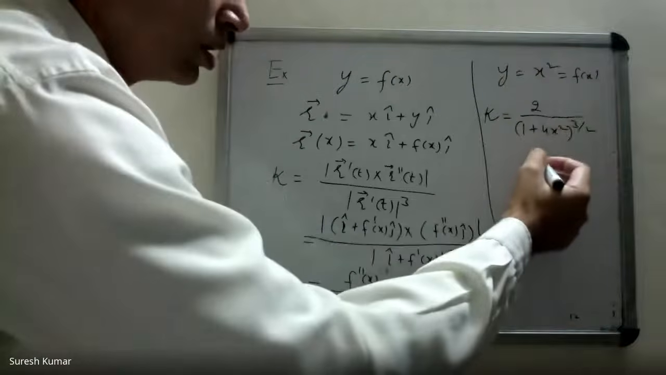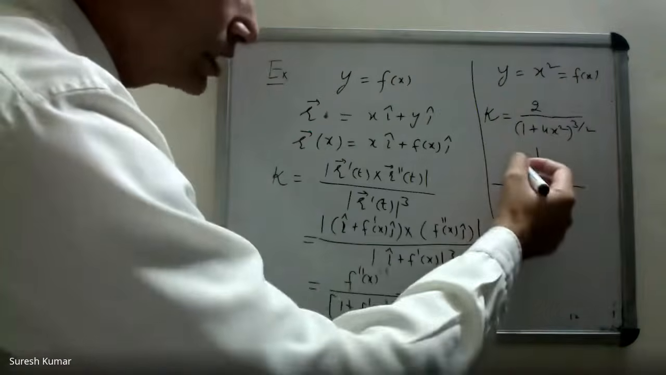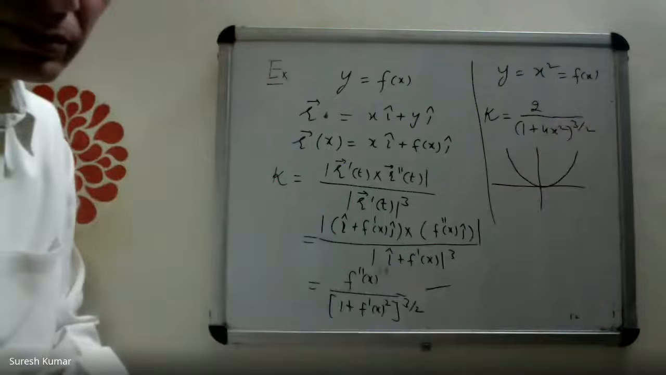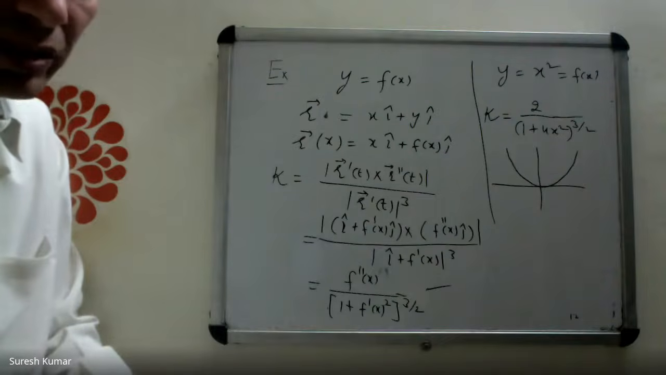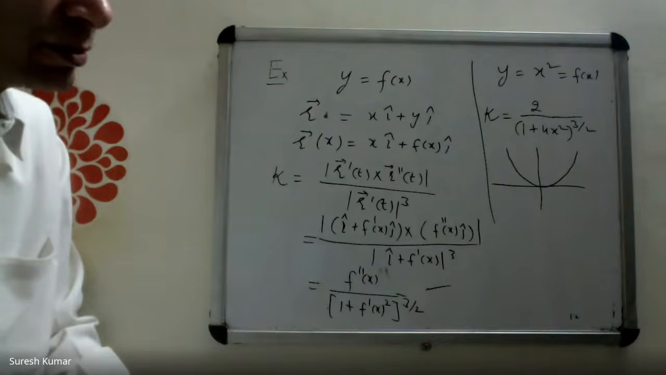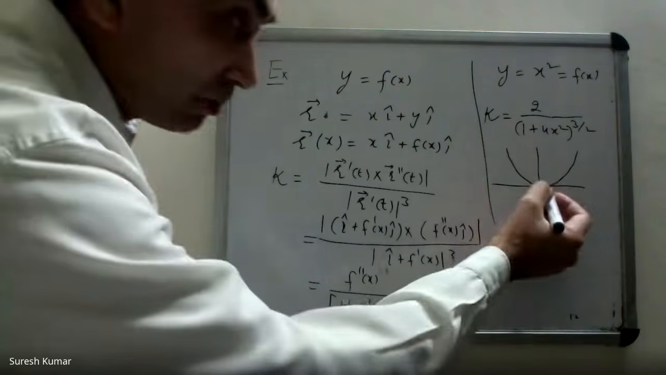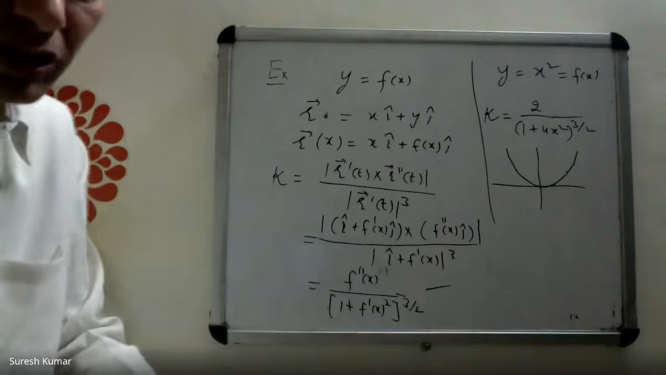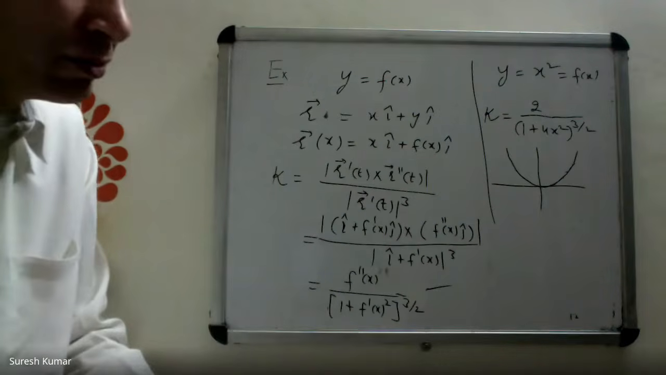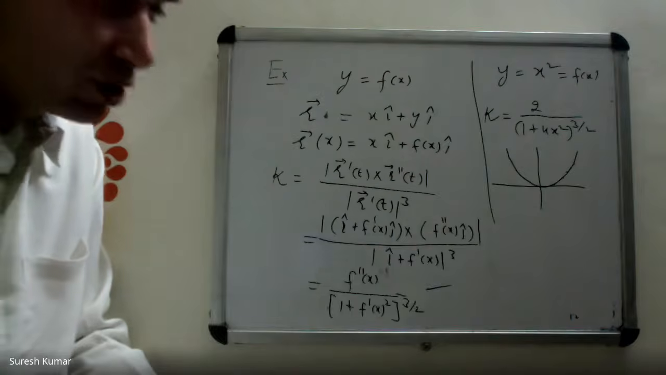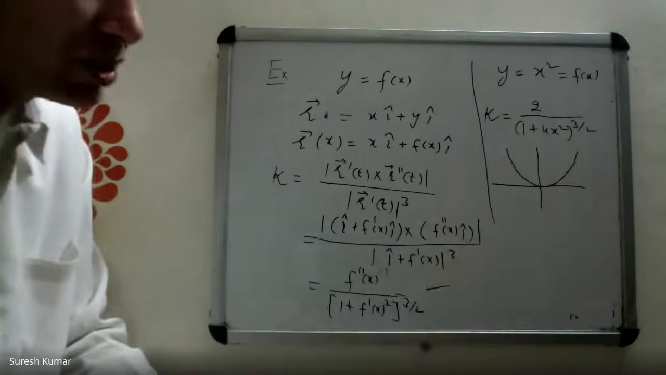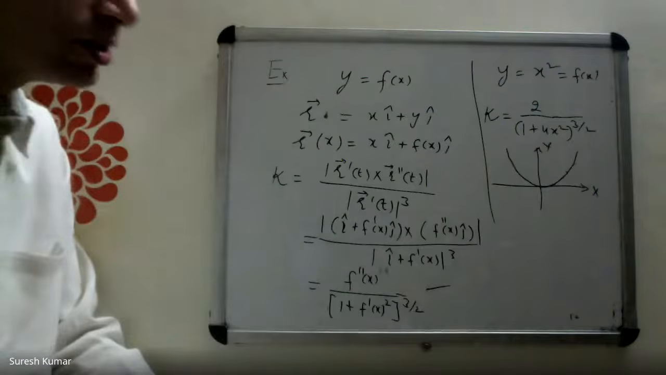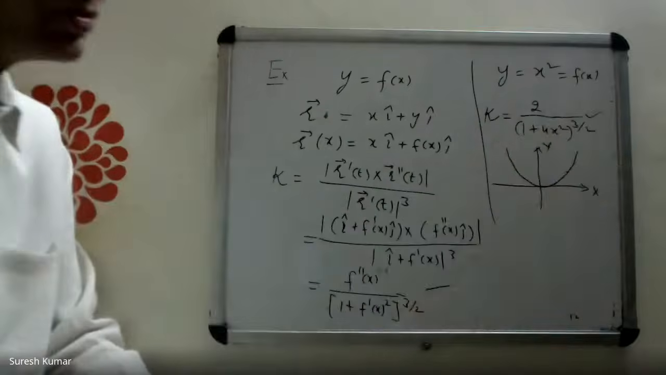Now think, why is it depending on x? Because the bending in this curve is not uniform. It is changing at different points. This curve is not a circle. The rotation of the curve, or bending in the curve in this plane, is different at different points. You understand this, and that's why it depends on x.